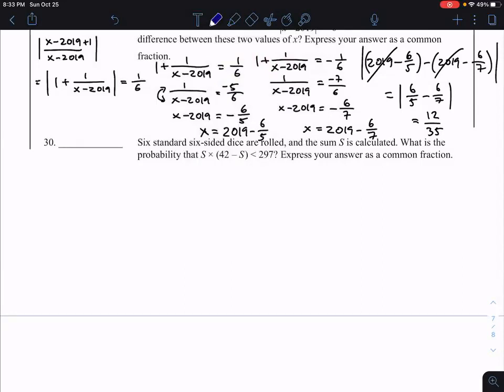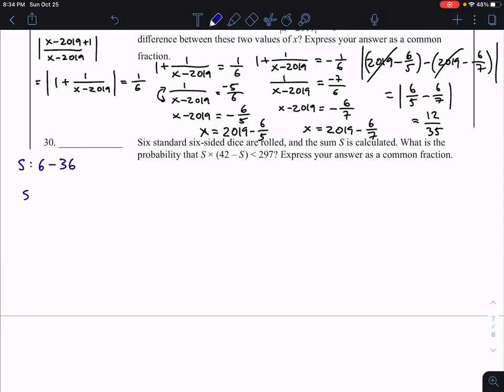Okay, so first of all, if you have 6 standard 6-sided dice, then the sum S, your only possibilities are values of 6 through 36, since the max value is 6. So 6 times 6 is 36. And then your minimum value is 1, and 1 times 6 is 6.